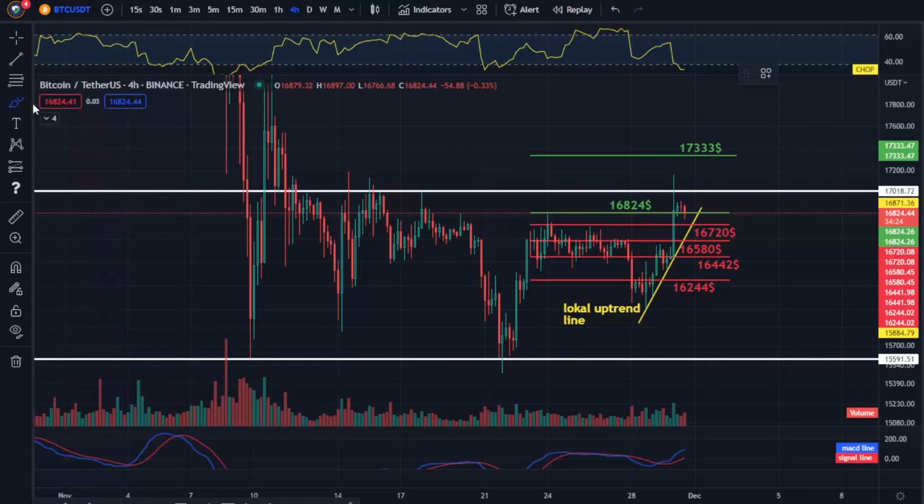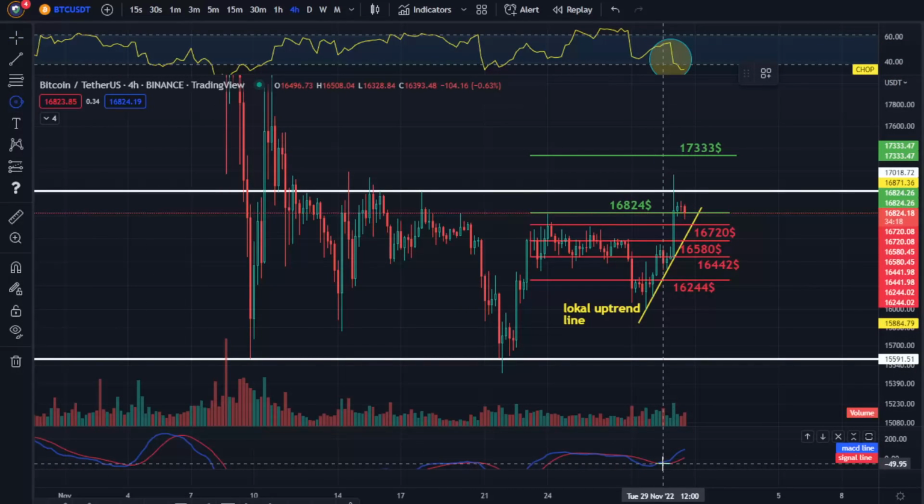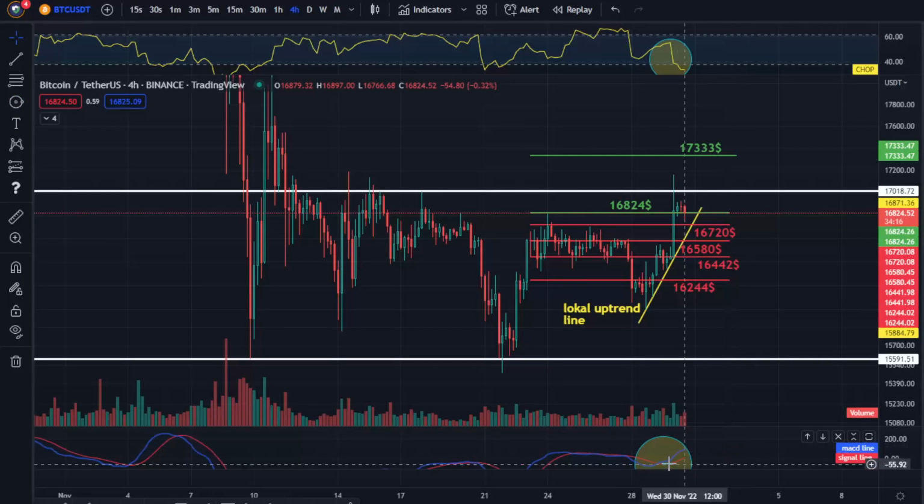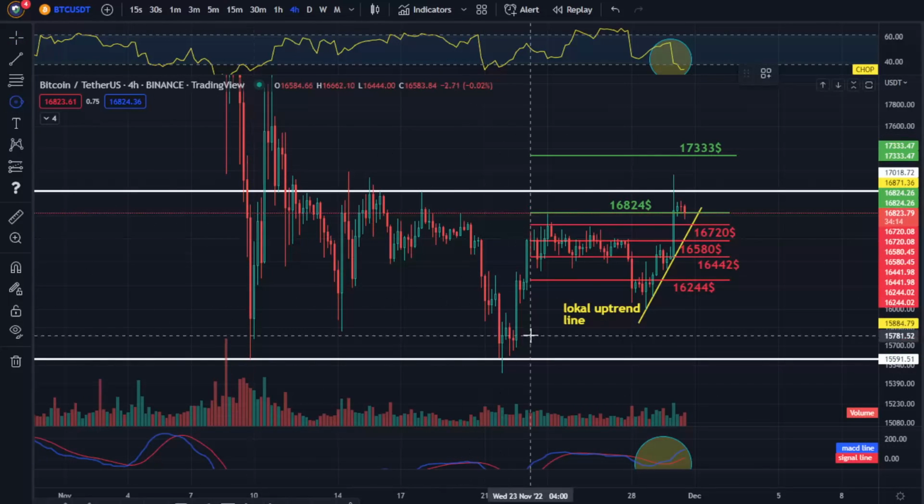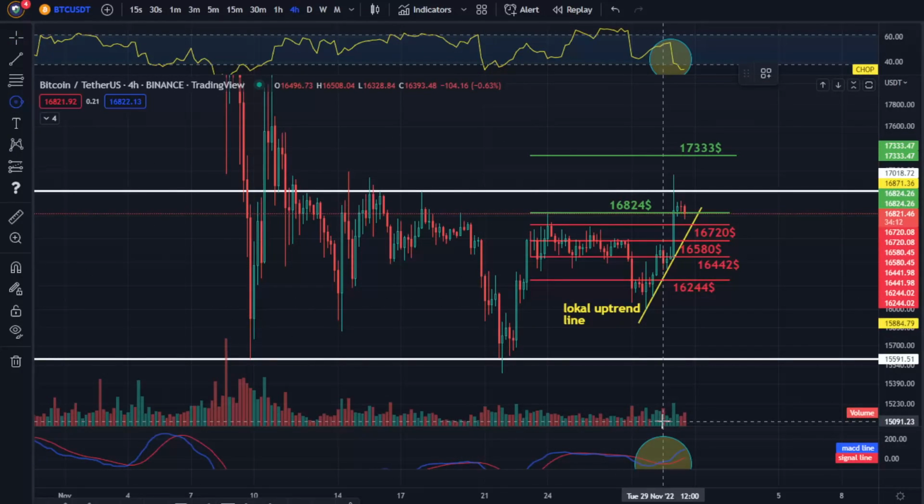Looking at the CHOP indicator, we see that the energy has been exhausted in the 4-hour interval. The MACD indicator indicates a local uptrend, and the volume, although small, indicates a growing advantage on the seller's side.